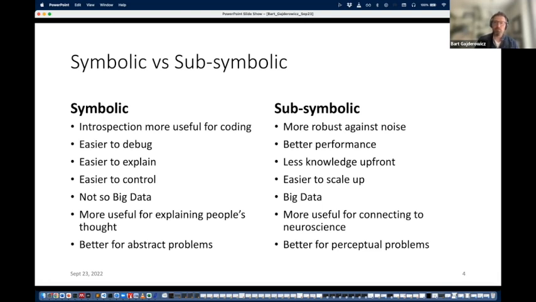It's more useful for connecting to neuroscience. So this is quite important if we want to actually have computers talk to humans, to understand their signals. And in that kind of work, it's much easier to have a sub-symbolic model that can handle the amount of information generated by these kinds of signals, but also infer which signals are actually useful. And they're better for perceptual problems, so things that we can try to observe in the real world.